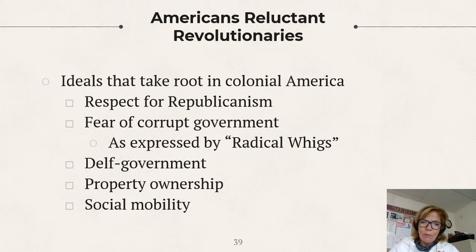But what we know is that Americans developed a certain character, right? And they had some ideals and beliefs that were put in place. And when those things were violated, that's when tensions mounted. They had respect for republicanism, which means that they believed that they should have representative government. They didn't like corrupt government, and this they thought was expressed in the so-called radical Whigs of Parliament.